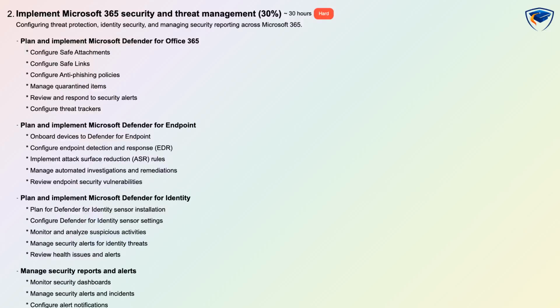The Implement Microsoft 365 Security and Threat Management domain is 30% of the exam, is graded hard, and requires around 30 hours of focused study with scenario-based assessment. You will plan and implement Microsoft Defender for Office 365 by configuring safe attachments and safe links, setting anti-phishing policies, managing quarantined items, responding to security alerts, and using threat trackers.